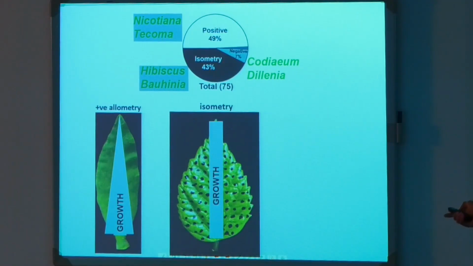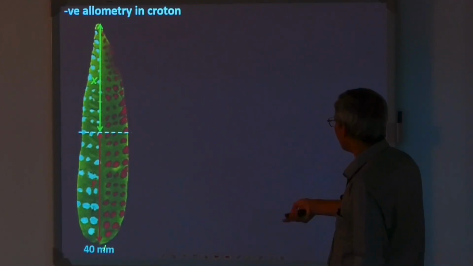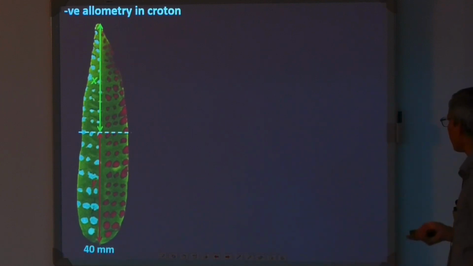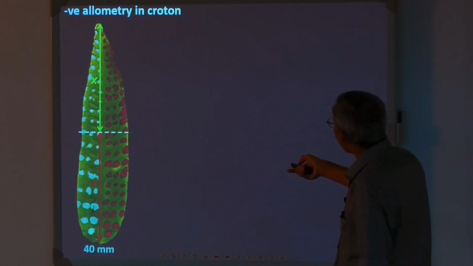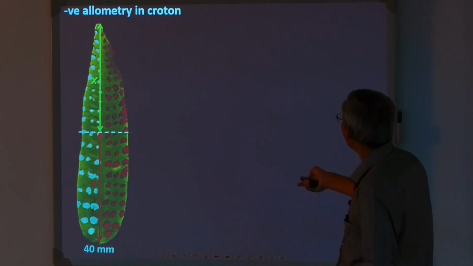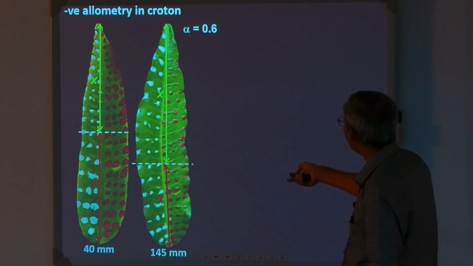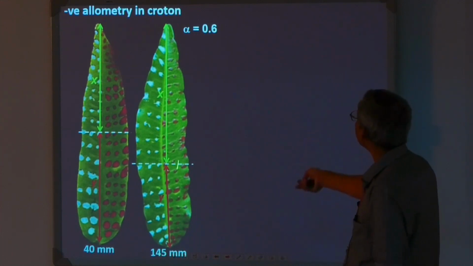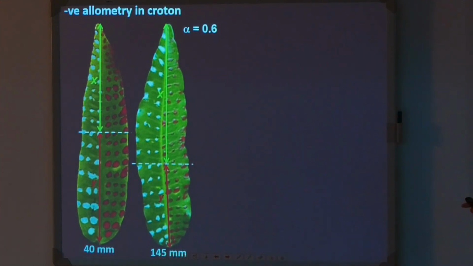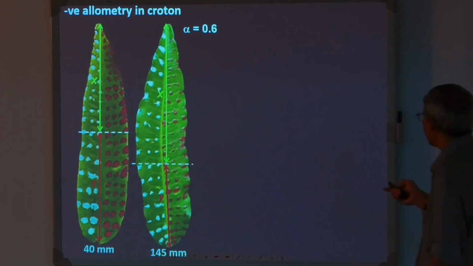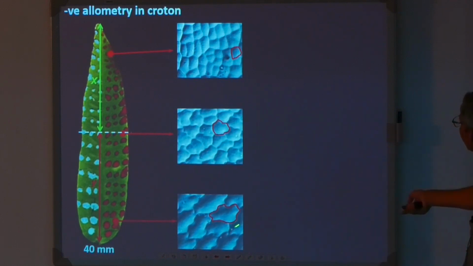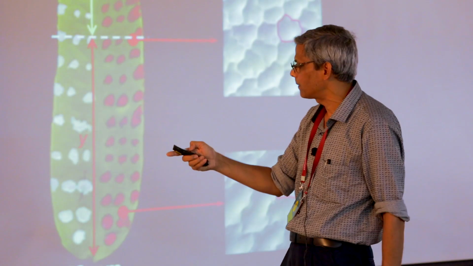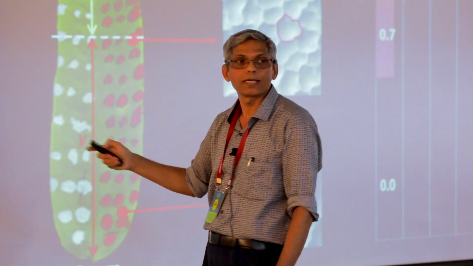So we have two different types of growth. And there is another one which is negative allometry. This is a croton, which is probably there in all of your gardens, a horticultural plant. On day 1, a 40 millimeter long young leaf, x equals y, and you see at the end of the growth, the midpoint actually moves down. That means the top region has grown more than the bottom region, and the alpha value is 0.6 as expected. Look at the cell size, these cells are dividing and these cells are maturing first, just the opposite of the positive allometry, and the mitotic index also has changed, the polarity has changed.